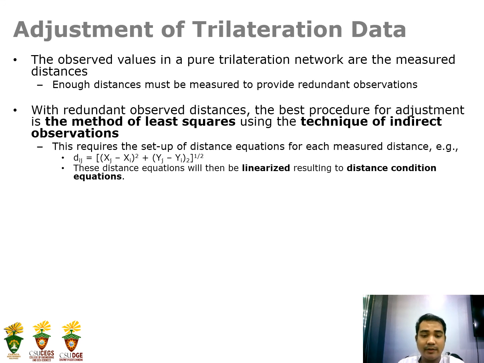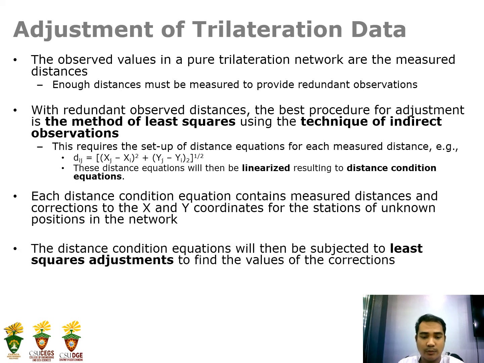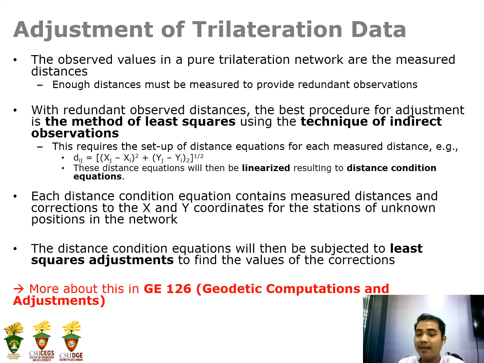This distance equation will then linearize, resulting to distance condition equations. Each distance condition equation contains measured distances and corrections to the x and y coordinates for the stations of a known position in the network. And the distance condition equation will then be subjected to least squares adjustment to find the values for the correction. But this topic, ang kanilabi ng kaning adjustment of data or adjustment of errors using least squares, you will be going deep into in your GE 126 or the geodetic computations and adjustments.